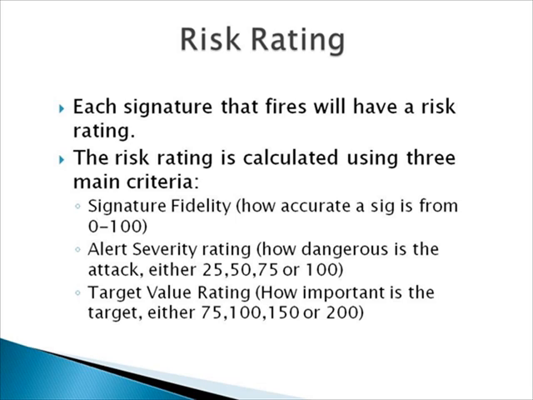Okay, so risk rating is how we determine how dangerous an attack is. Risk rating gets calculated for each individual signature as it fires. So there's these criteria that make up the risk rating here. Signature fidelity, and that's how accurate did the designer of this signature think it is, a number from 0 to 100. So if I think it's about 50% accurate, I would have signature fidelity set to 50.